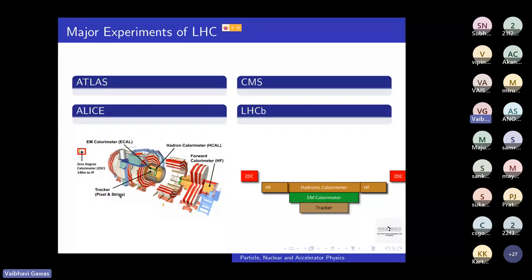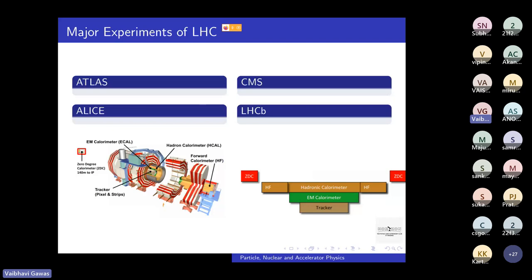inside is the tracker, or silicon tracker and pixel detector. This tracker detects the tracks of your particle, and based on its deviation, its momentum and measurements of its mass, the particle identity, or what kind of particle it is, is determined using this tracker system.